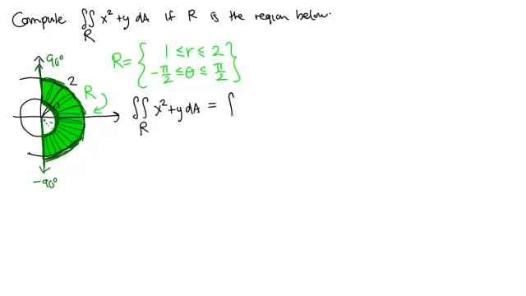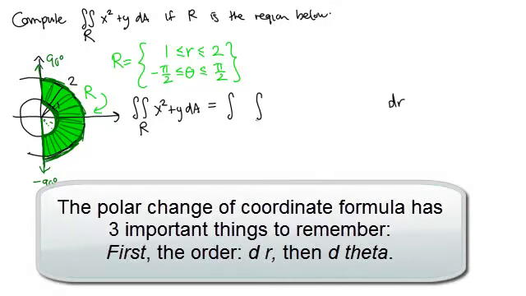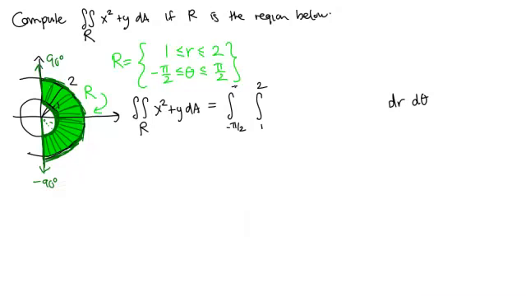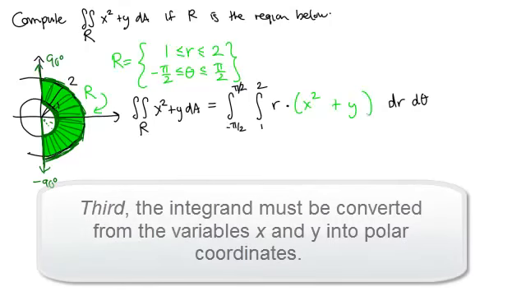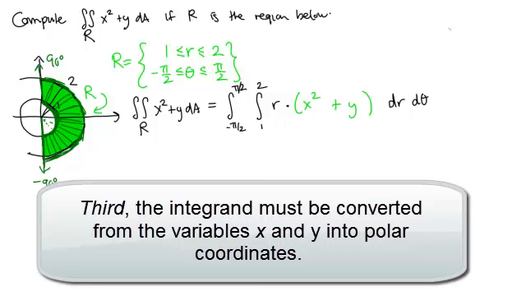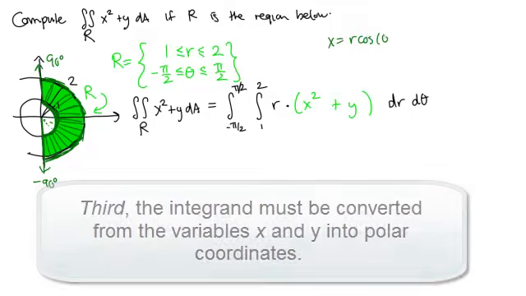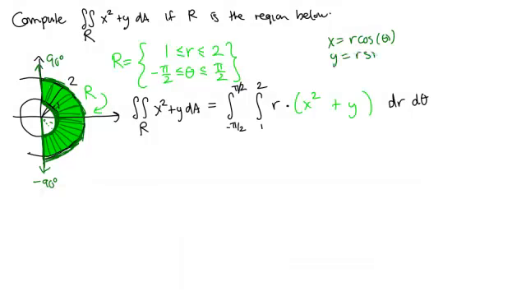So let's convert this into an iterated integral. We're going to integrate this expression first with respect to r from 1 to 2, and then with respect to theta from minus pi over 2 to pi over 2. And we're going to integrate the expression r times the function x squared plus y, except that x squared plus y has to be rewritten in terms of polar coordinates. Now remember our polar coordinate conversions from a long time ago. x is equal to r cosine of theta, and y is equal to r sine of theta. And so I'm going to need to plug these two formulas into here, and we're going to get r squared cosine of theta quantity squared plus r sine of theta.